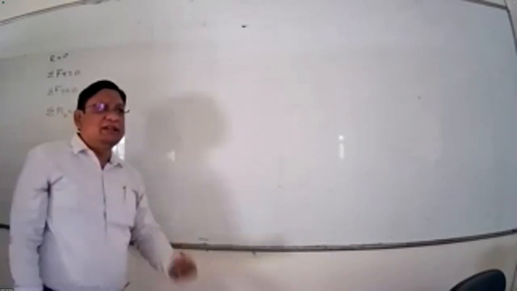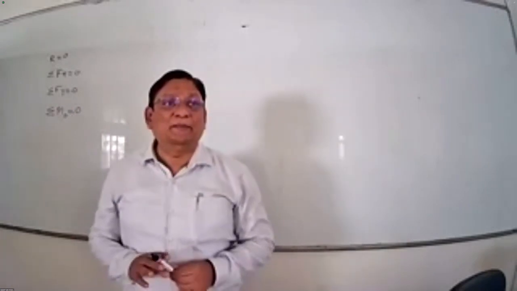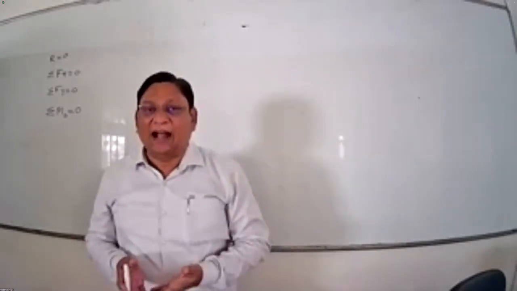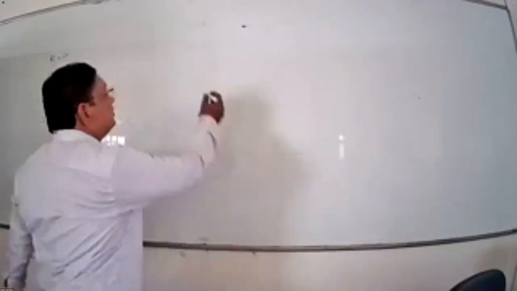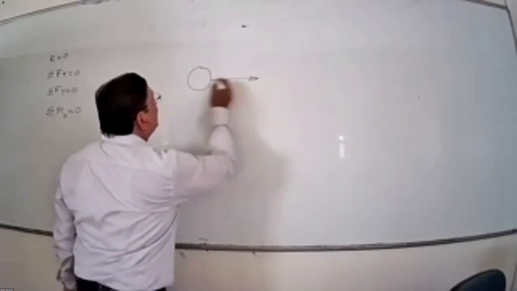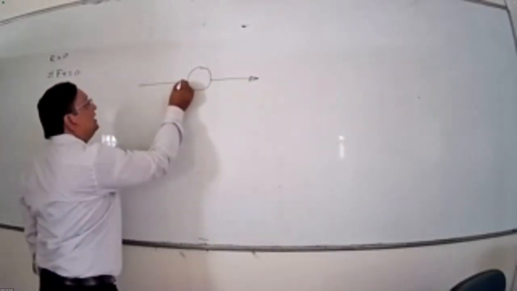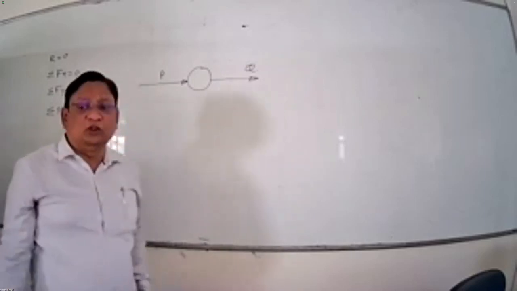So let us say first we will consider two force equilibrium. What is the meaning of two force equilibrium? It means the body is in equilibrium and it is acted upon by two forces only. Let us say this body is given and it is acted upon by two forces, P and Q. These are the two forces acting on the body.